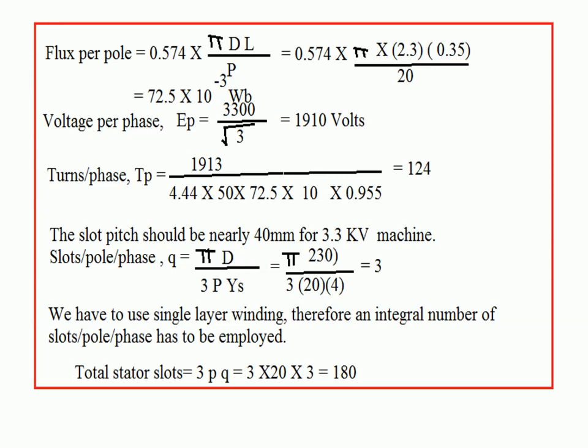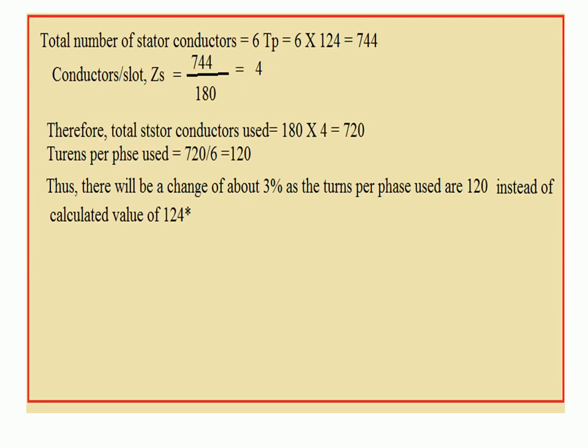Once you have calculated Q, then you can go for total stator slots. That should be equal to 3 times PQ, which is around 180. Then total conductors should be equal to 6 times Tp, that is 744. Then after knowing the conductors and slots, you can go for conductors per slot. Total conductors divided by total slots. We are going to get 4.